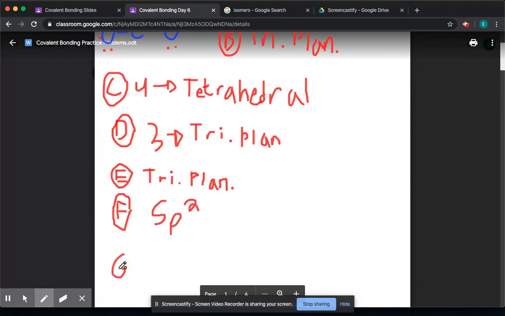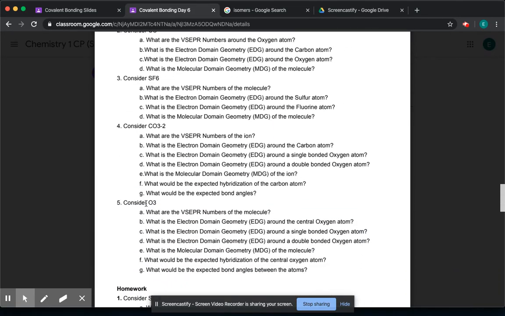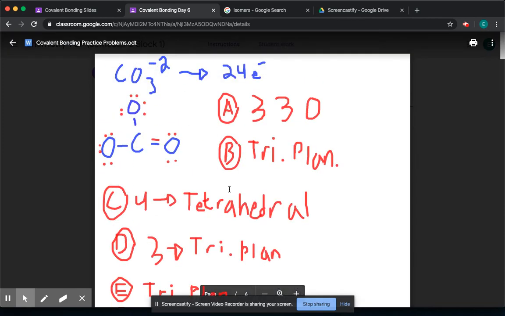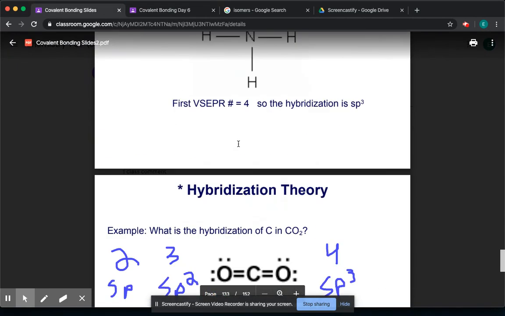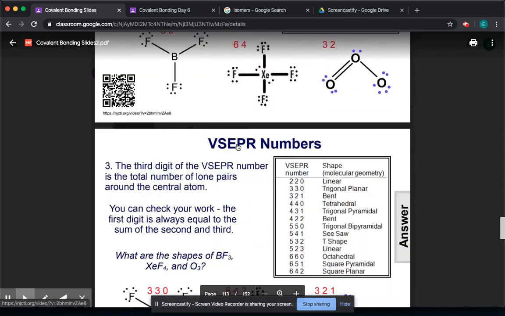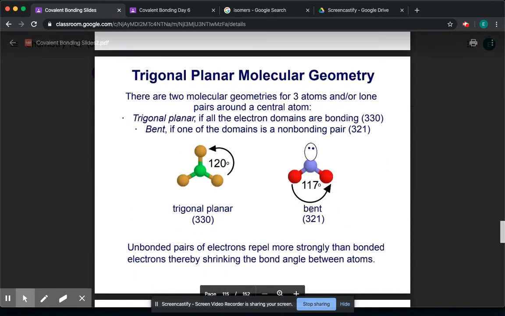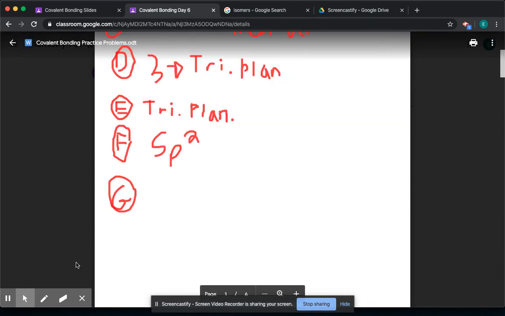And I'm pretty sure G is asking for bond angles, if I'm not mistaken. Yes. What would be the expected bond angle? And again, just look at the slides. Go to the bond angle section, which is right after Rule 3. Rule 3 is here. Scroll down. We have a 3 in our first digit, so we're looking at the trigonal planar section. And then we do have 330. 330 would be 120 degrees.